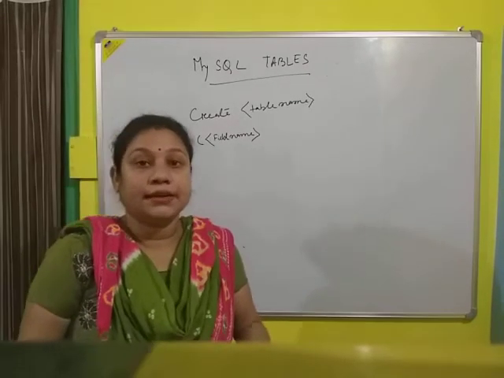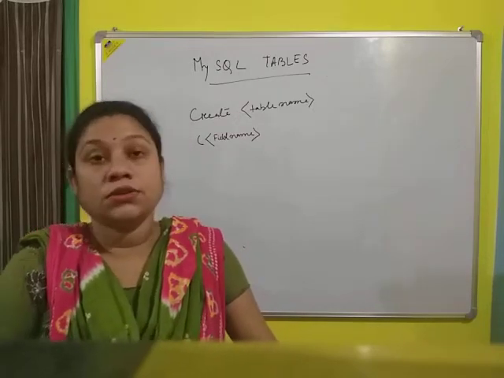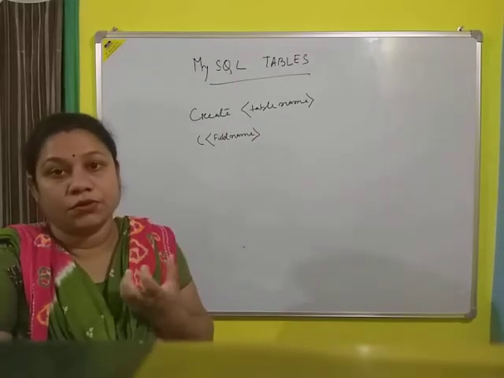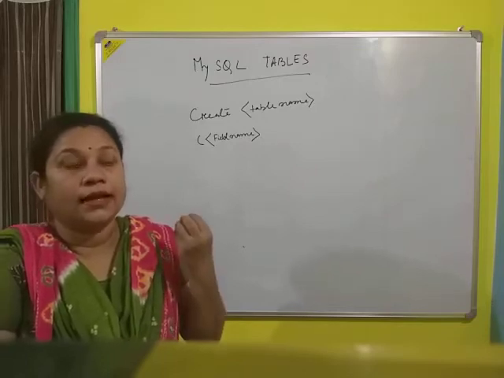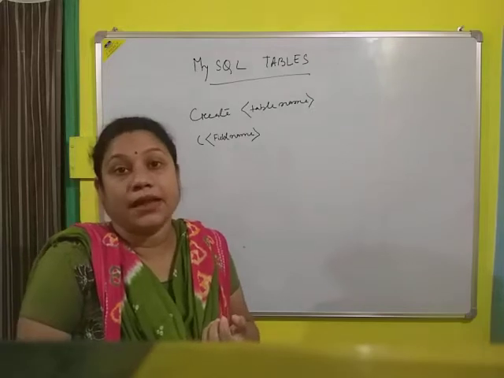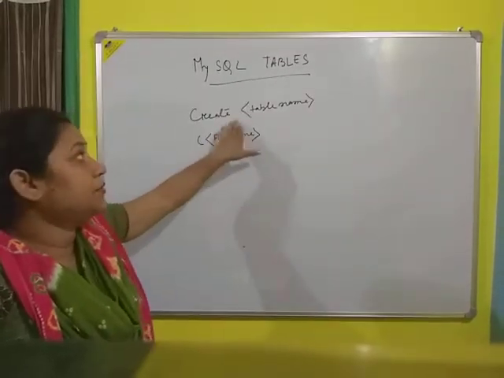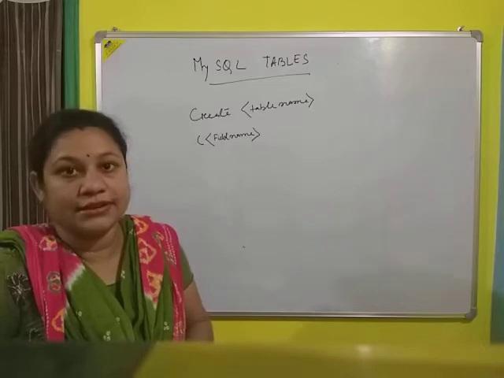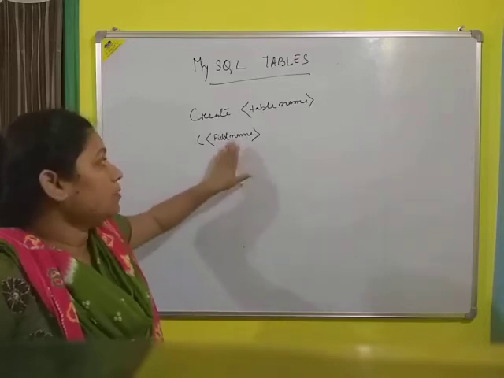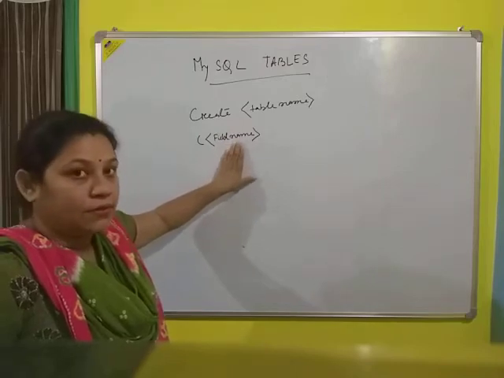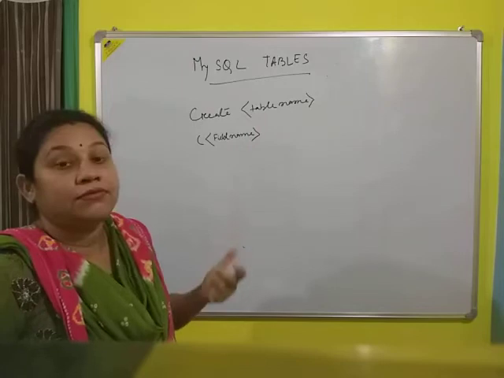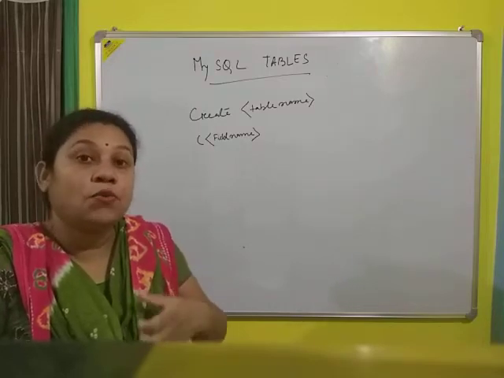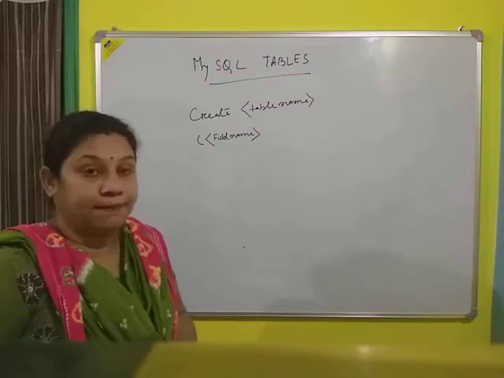Actually, when you create the table, you use three important attributes, that is the field name, the data types, and the size of the attributes. So when you create the table, we are going to define the fields of the table first. When you specify the field name, you have to give the data type of the field name. That means what type of data you want to enter for that specific field name.